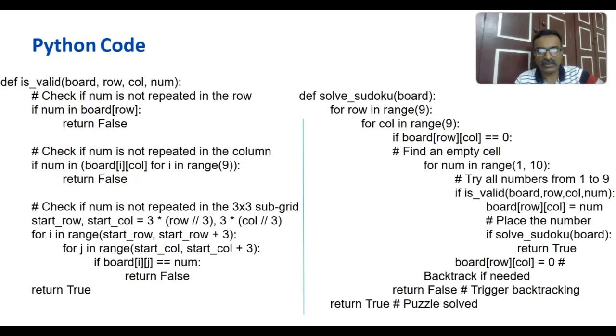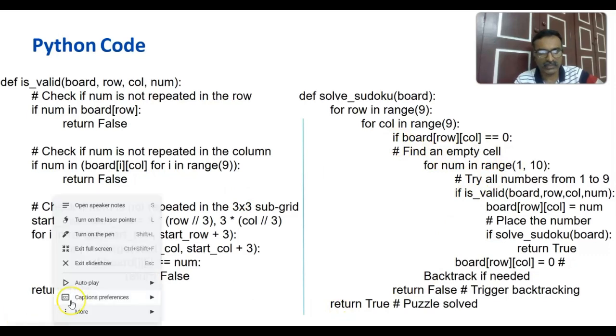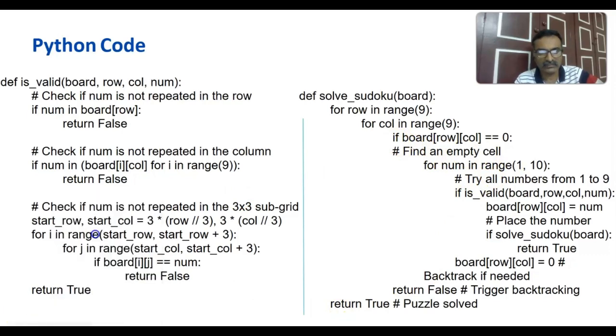So in the previous code you can see how to find an empty cell: by checking whether it is equal to 0. Here you can see we are checking if the board[row][column] is equal to 0. That means that is an empty cell. In that empty cell you have to try all the numbers from 1 to 9. So you try in range 1 to 10, which means 1, 2, 3, etc. up to 9.